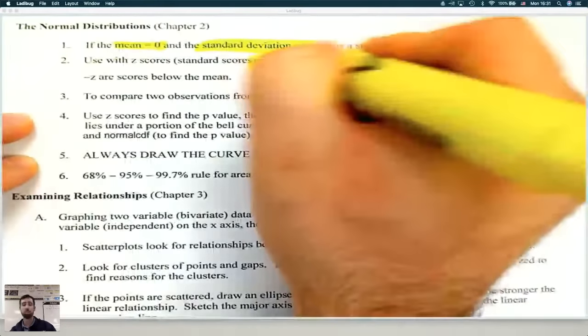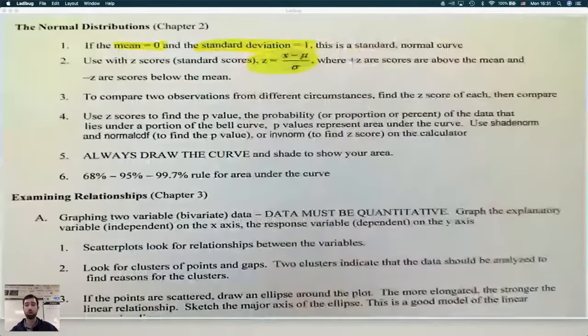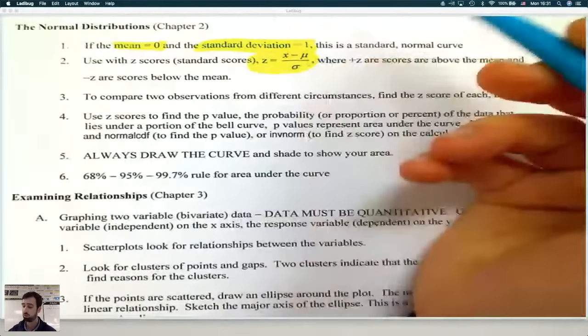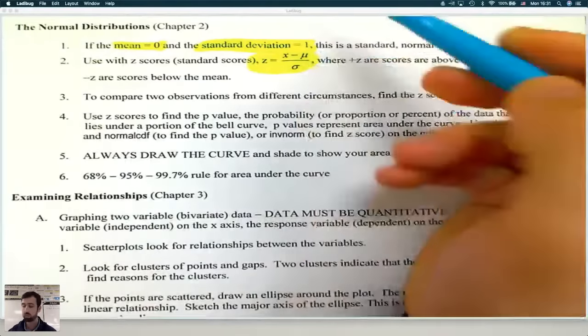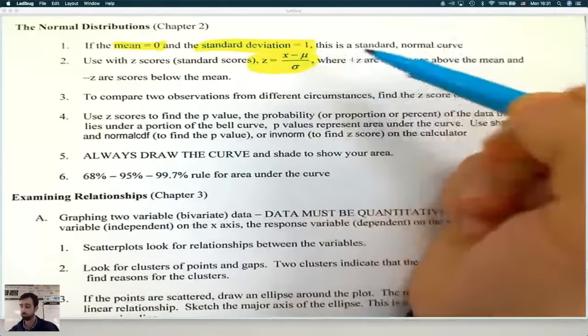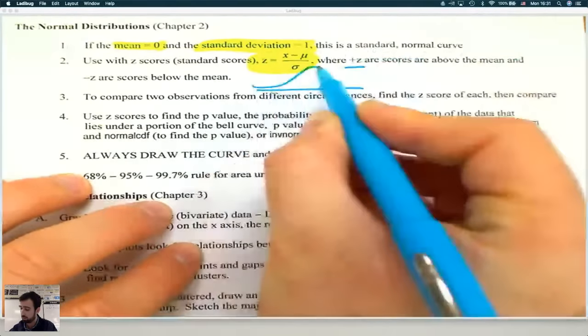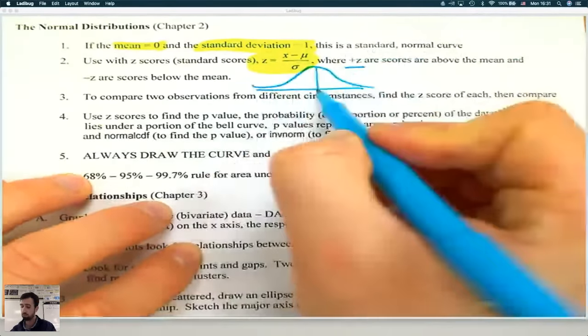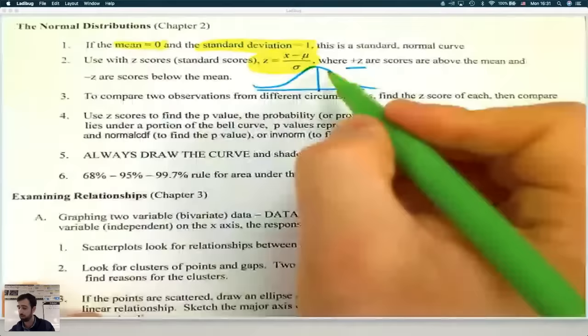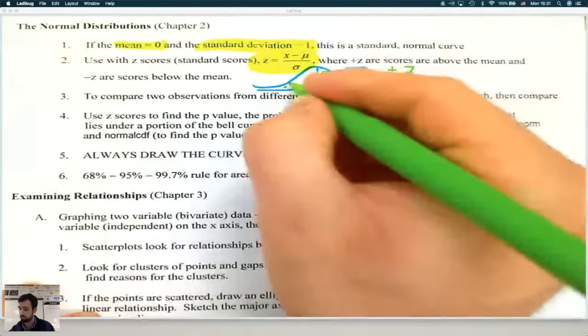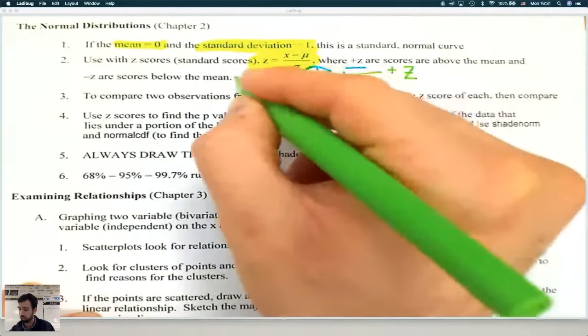Remember, z is how many standard deviations away from the average you are. X represents the data point that you're looking at. So this is the data point where we want to know how many standard deviations away it is. Mu is going to be the average of your distribution, and sigma is going to be the standard deviation. Any positive z-scores are going to be above the mean. So if I have a normal curve, over here is going to be a bunch of positive z-scores. And down here, negative z-scores.